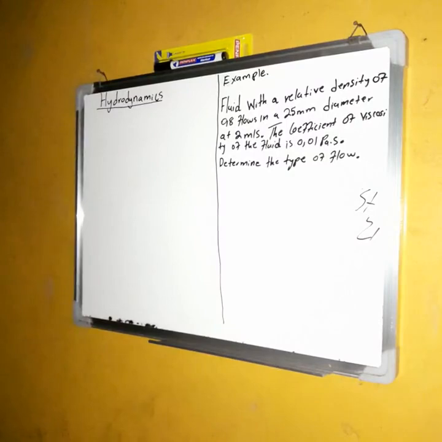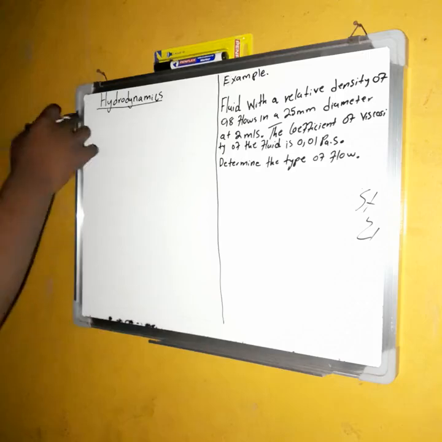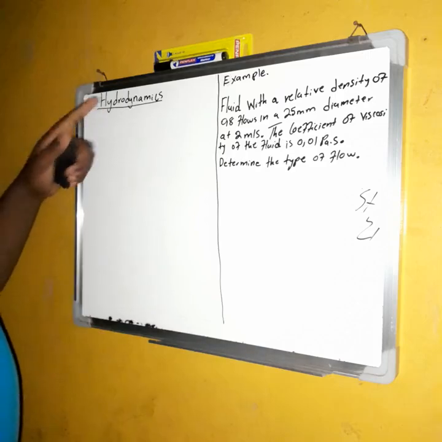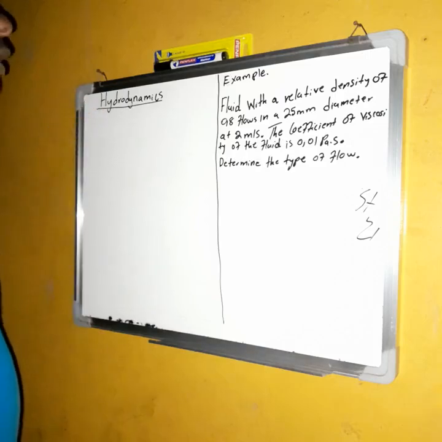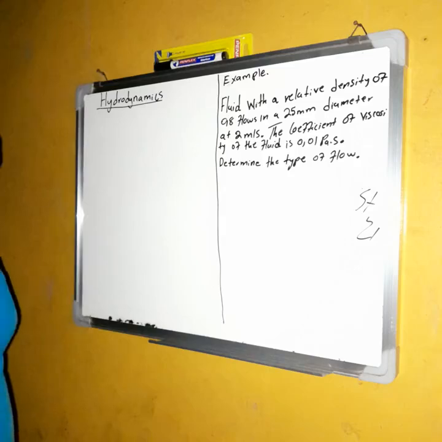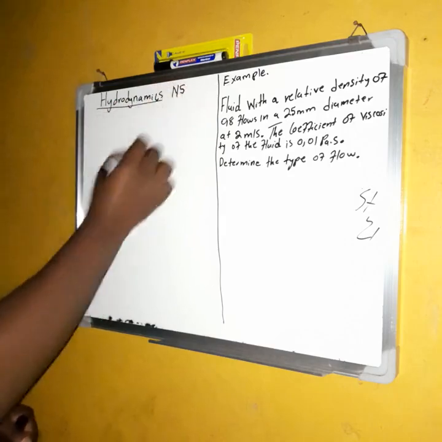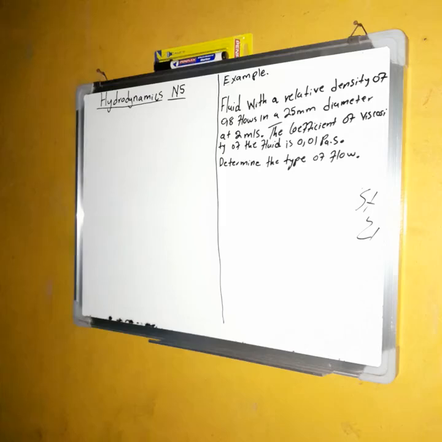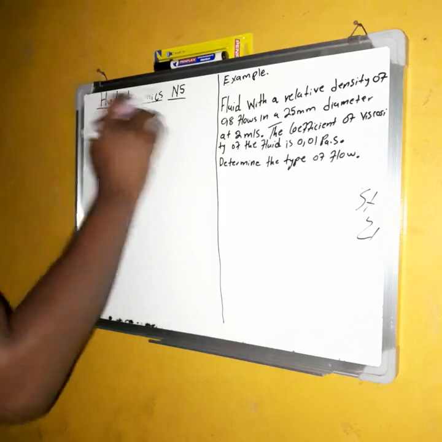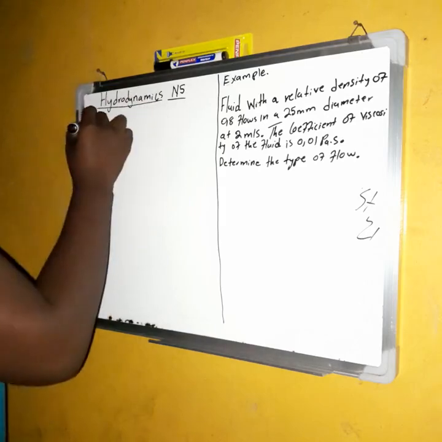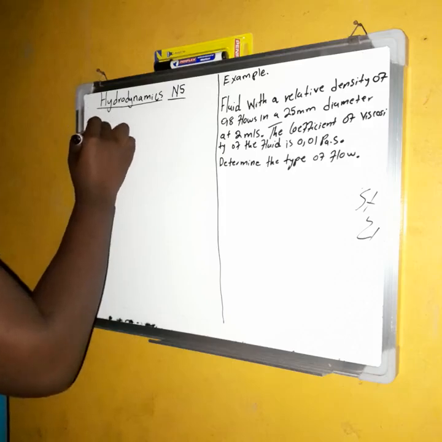Today we'll be dealing with hydrodynamics, which is another topic focusing on the flow in pipes. This is N5 fluid mechanics. You must know, when you're given hydrodynamics, something which you call Reynolds.